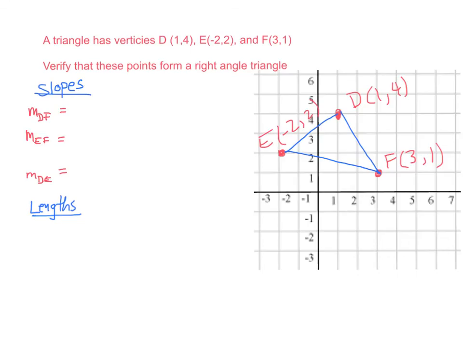Alright, so let's look at a problem that we have. A triangle has vertices D at (1, 4), E at (-2, 2), and F at (3, 1). So we're going to verify that these points form a right angle triangle.